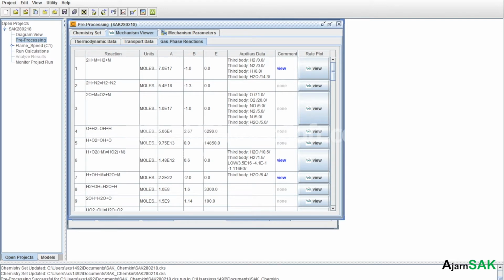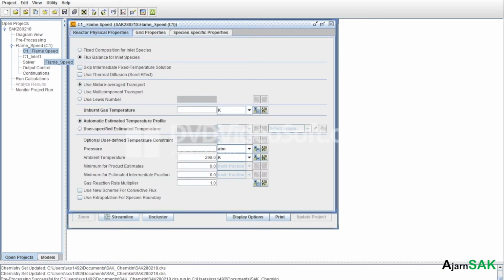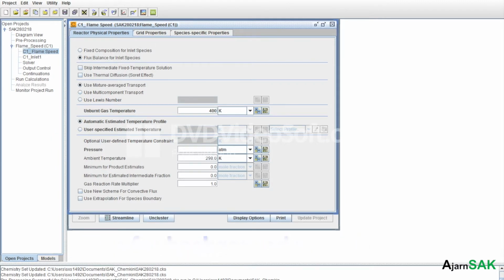Alright, let's come back to the software. Go back to your project. Now we are going to set up the flame speed C1. Let's go for the flame speed. Double click, and then there's a setting. There will be some description later, some explanation from Dr. Hadi. Alright, I'm ready. Okay, flame speed.